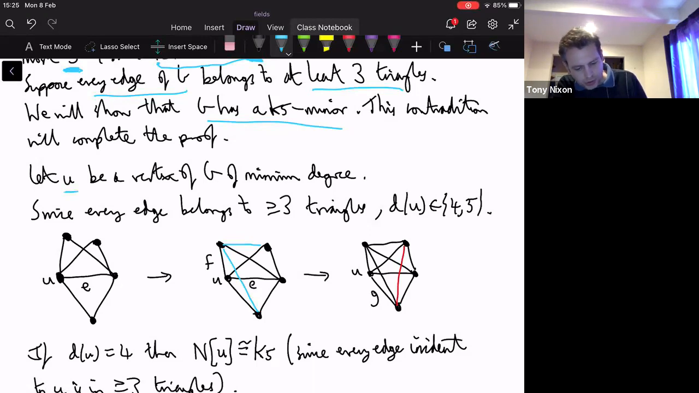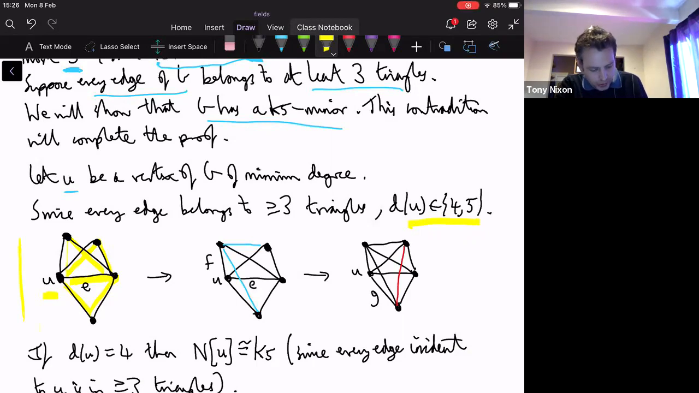Now let's look straight to here. So I pick a vertex U of minimum degree. Every edge incident to U, in fact every edge in the graph, is in at least 3 triangles. So if I pick an edge E, it's in 1 triangle, 2 triangles, 3 triangles. So that already says there are 4 incident edges here. So we know the minimum degree vertex has degree at least 4, and it's at most 5 from before. So we have 2 cases to deal with: U has degree 4 or degree 5.